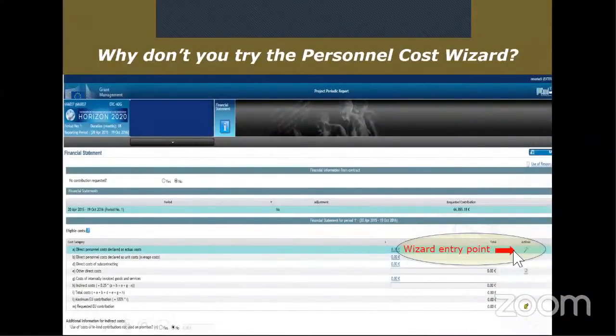Yes, indeed. So this is the screen in the grant management tool, which you have to access when you prepare your financial statements. And then you can either put in the total personnel costs by hand, or you click on this magic wand, which guides you to the wizard. And then you will be guided for each and every person. That's the way to access it. There is no playground. We cannot make it available outside the system because it's so deeply integrated.